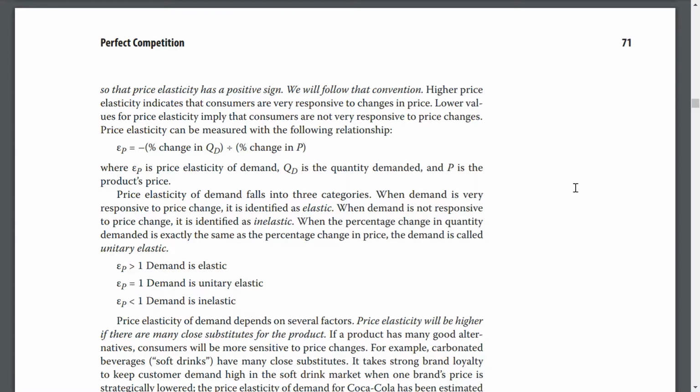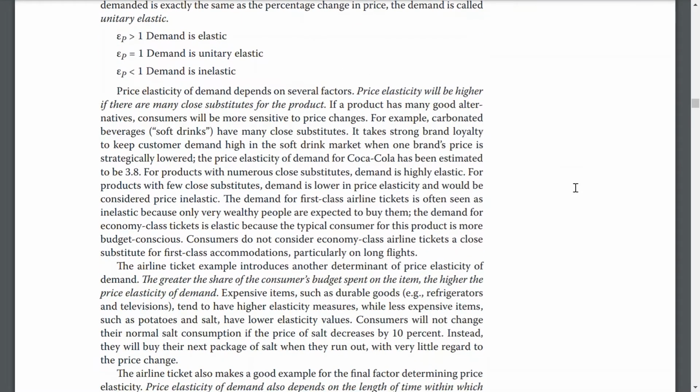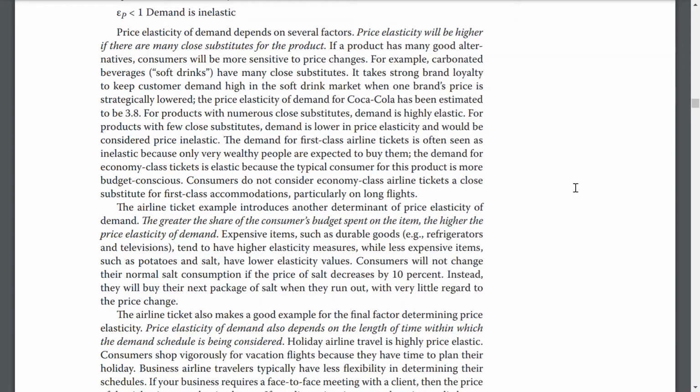Price elasticity of demand depends on several factors. Price elasticity will be higher if there are many close substitutes of the product. If a product has many good alternatives, consumers will be more sensitive to price changes. For example, carbonated soft drinks have many close substitutes, and it takes strong brand loyalty to keep consumer demand high in the soft drink market.